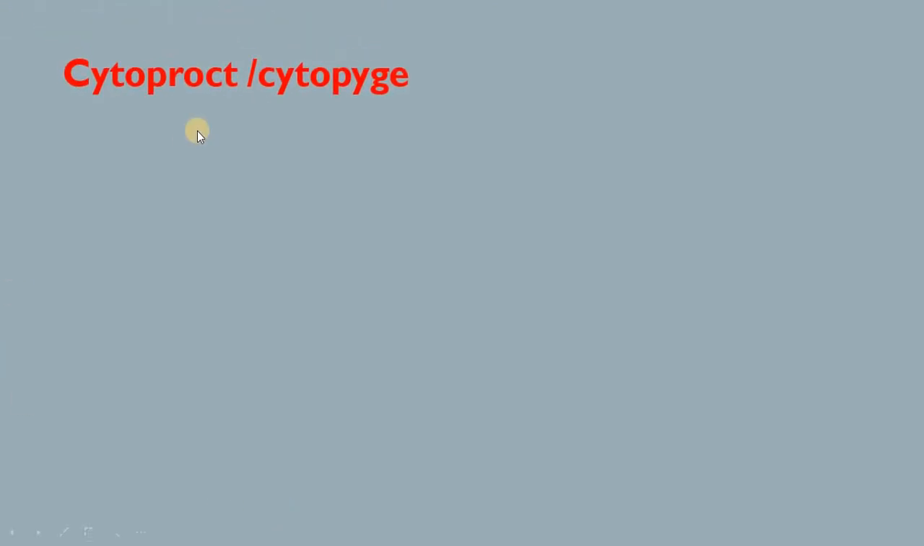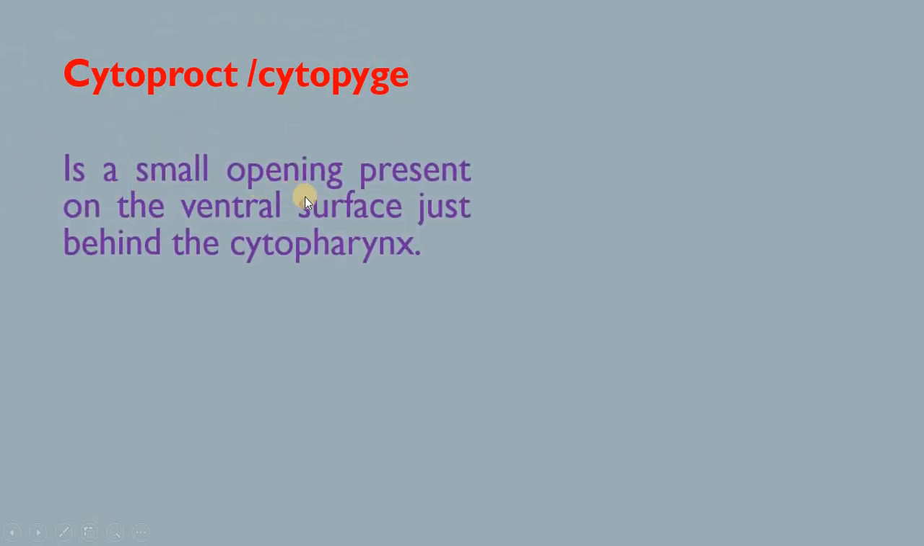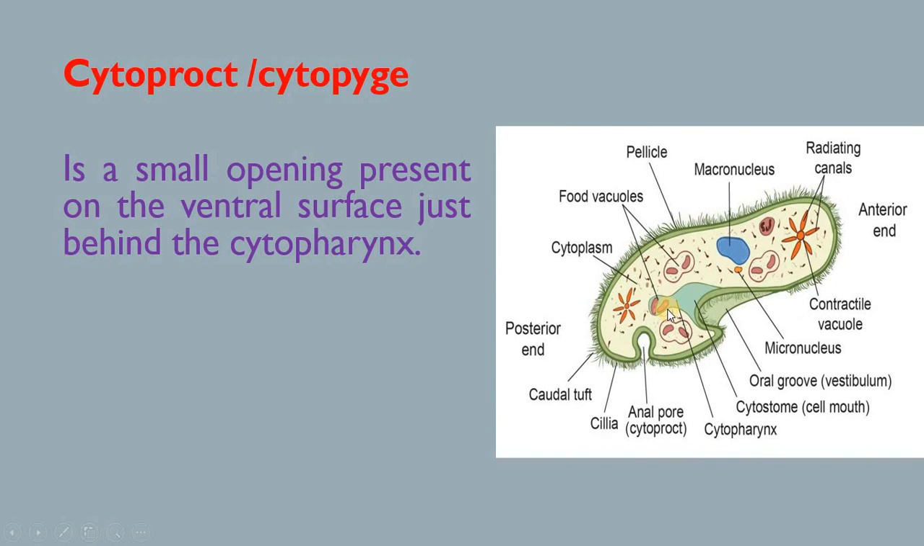Next is the cytoproct or cytopyge. It is a small opening present on the ventral surface just behind the cytopharynx. Here you can see this is the oral groove or vestibulum. Behind it is the cytostome or cell mouth, and behind the cytostome is a funnel shaped cytopharynx, in which you can see the food vacuole.